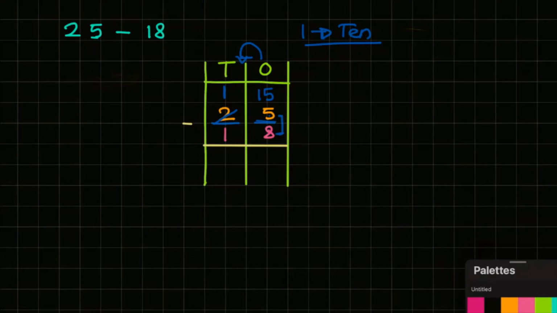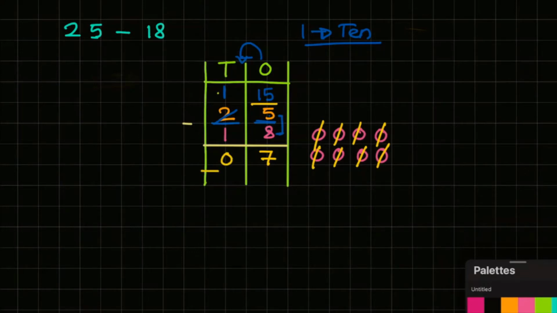Since this 5 has become 15, now it is easy for us to take away 8 from 15. To represent 8, let's draw 8 objects over here, and let's count backwards from 15. So it's 14, 13, 12, 11, 10, 9, 8 and 7. So it will be 7 over here. And this subtraction is very easy because 1 take away 1 will be 0, and that will be our answer.